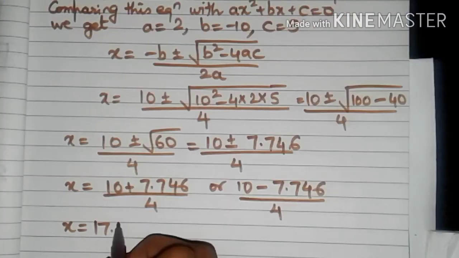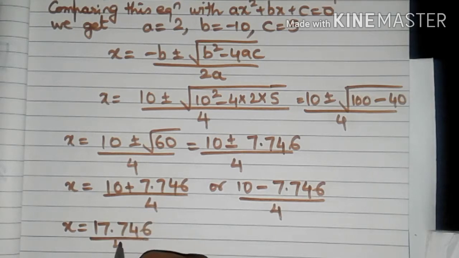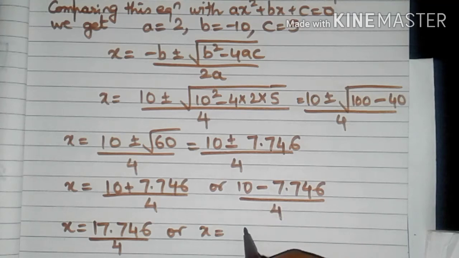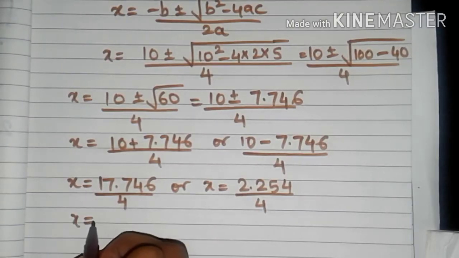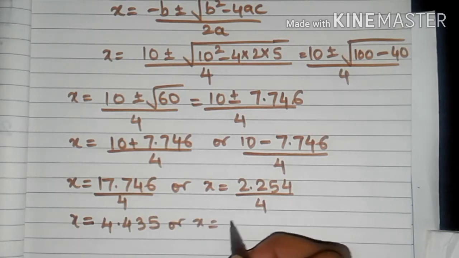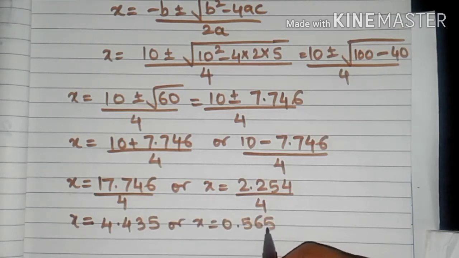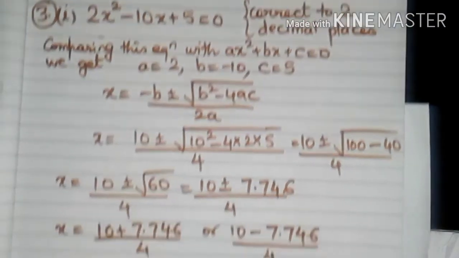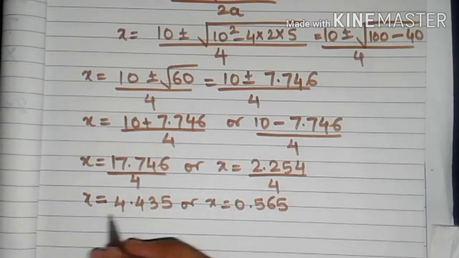So you'll get 17.746 divided by 4, or now 10 minus this will give us 2.254 divided by 4. On further simplification, we'll get x equal to 4.435 or x equal to 0.565. Now we have to find it correct to 2 decimal places, so after the decimal point, 2 places.